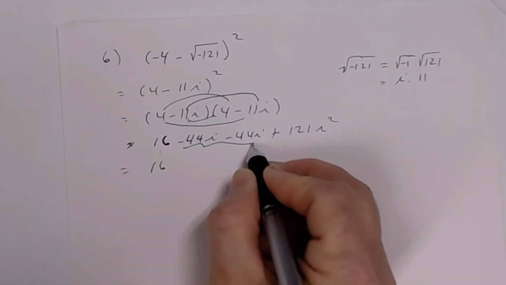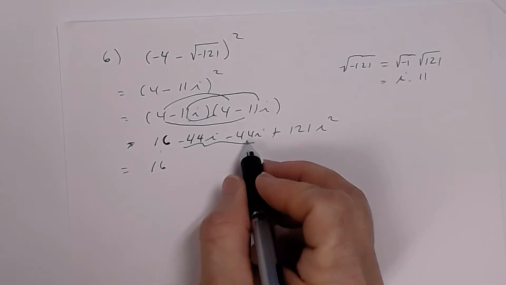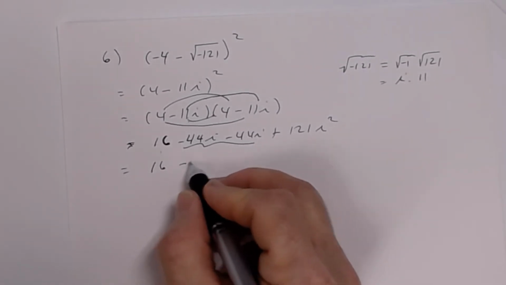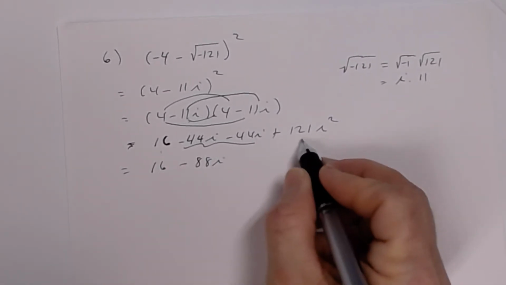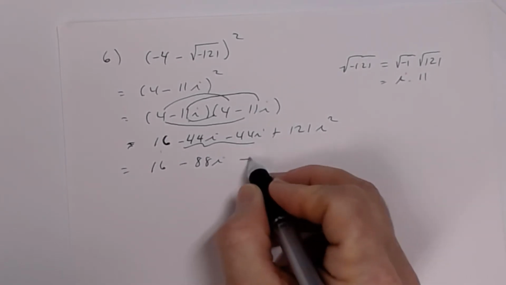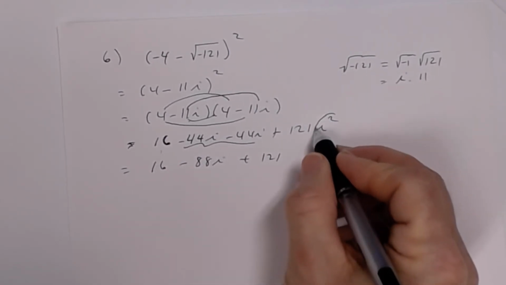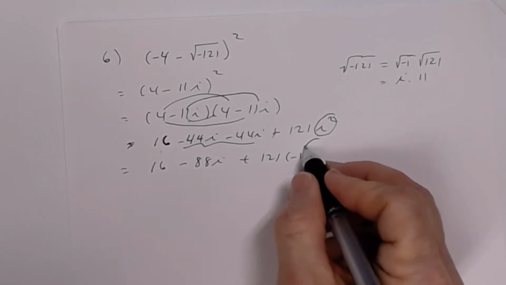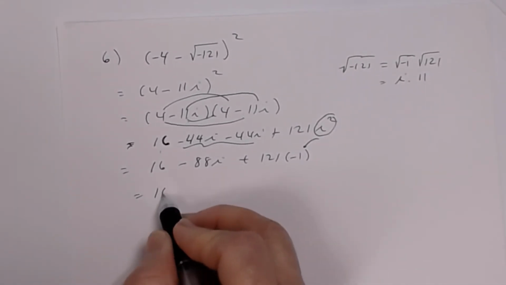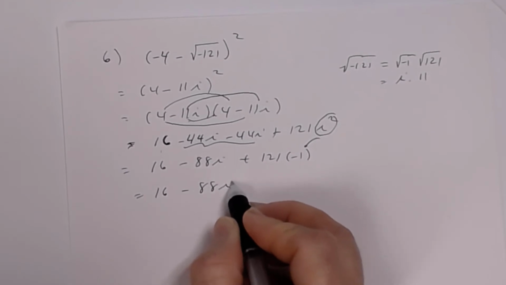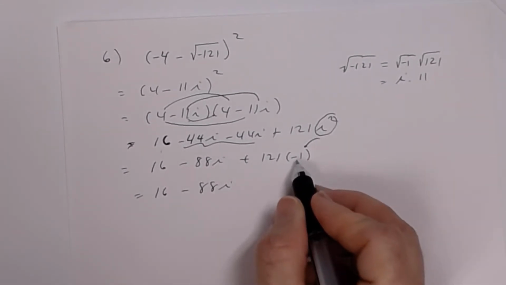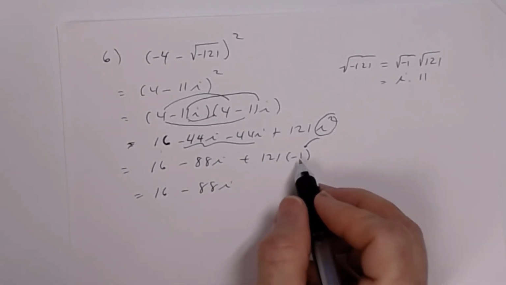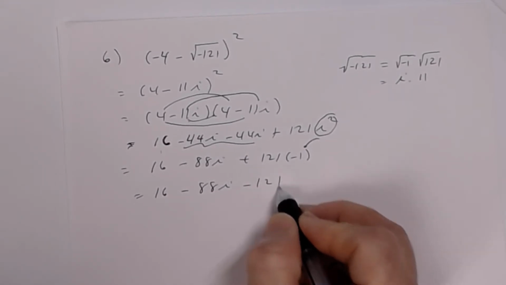Well, let's combine these. A negative 44i and a negative 44i is a negative 88i. And then over here, we're going to get plus 121. Now remember, I squared is negative 1. So write this negative 1. Okay? And so we get 16 minus 88i. And then a positive times a negative is a negative. So a positive 121 times a negative 1 is a negative 121.